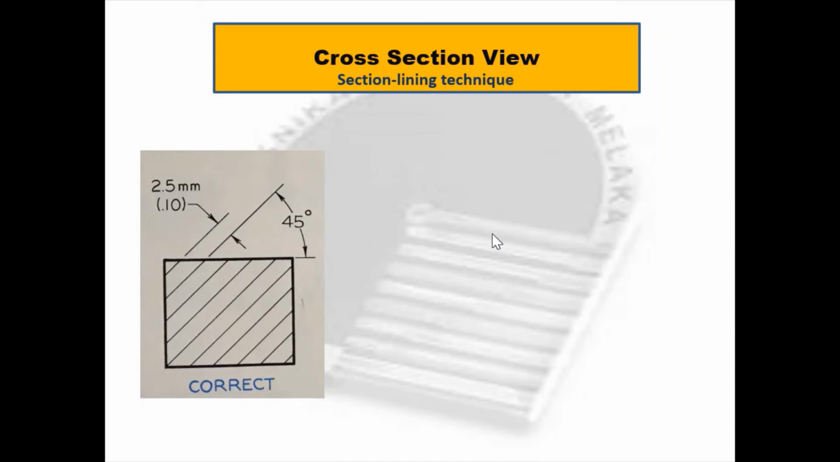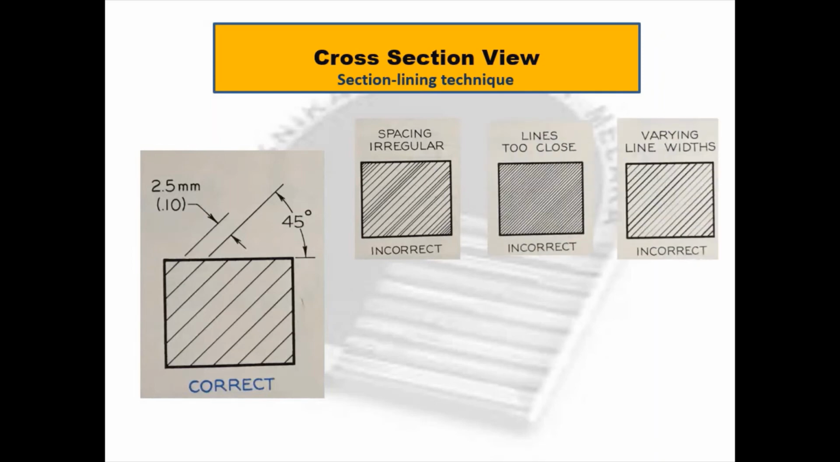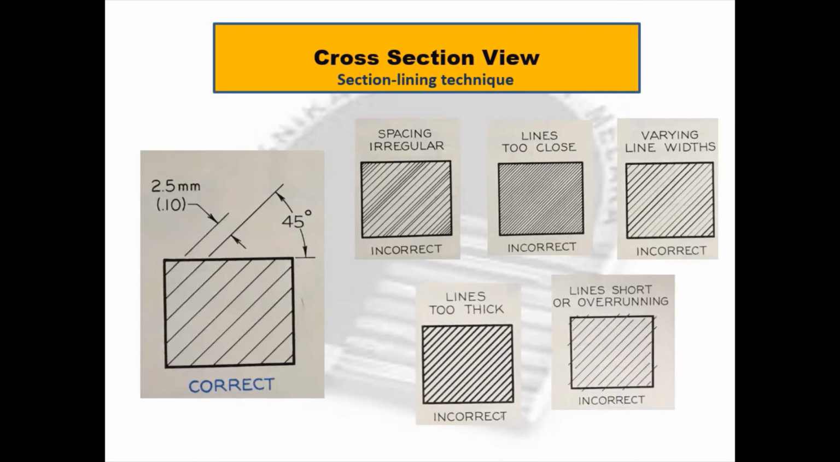Several incorrect techniques in drawing section view are irregular spacing. Lines are too close. The widths are not the same. The lines are too thick. And the lines are not tidy at all, with short lines or lines going over the boundaries.